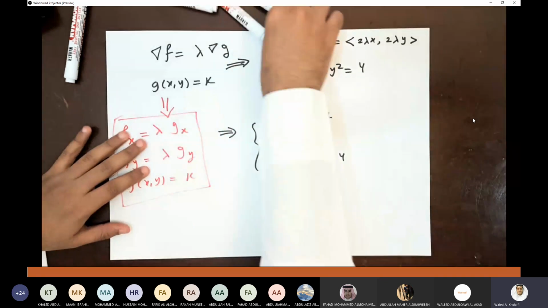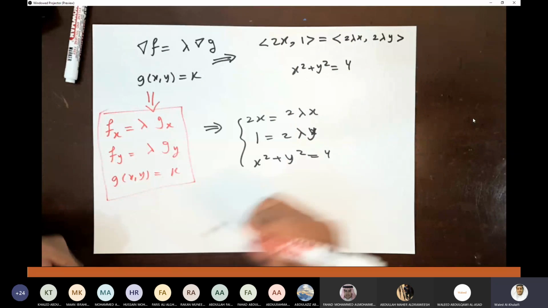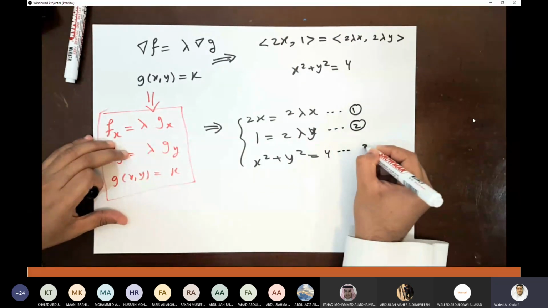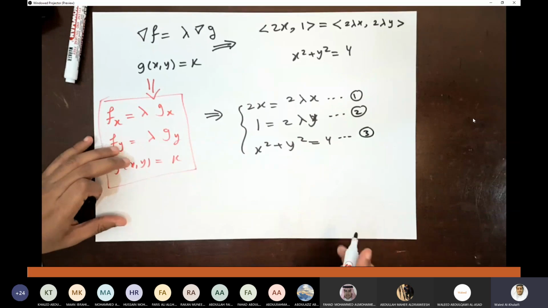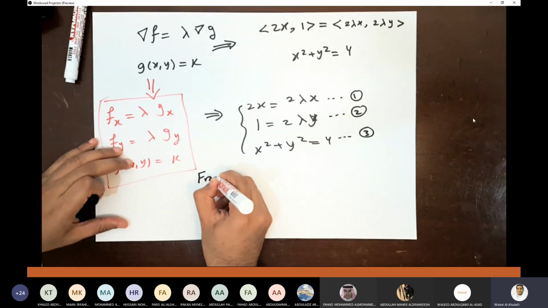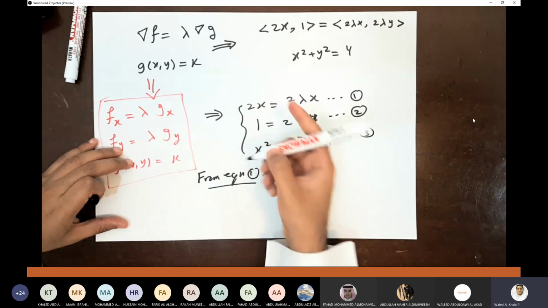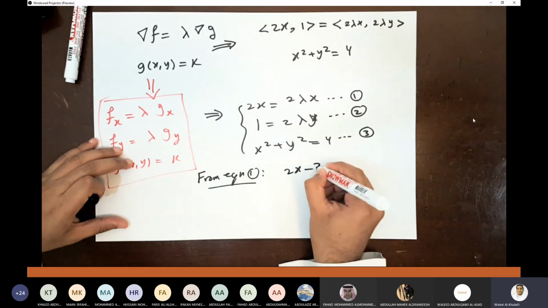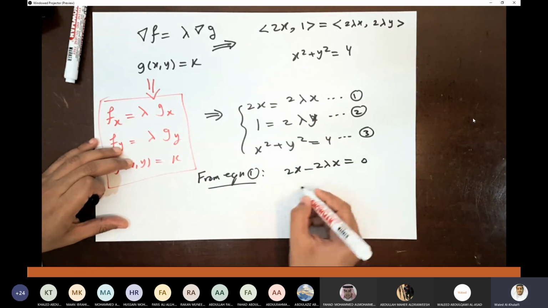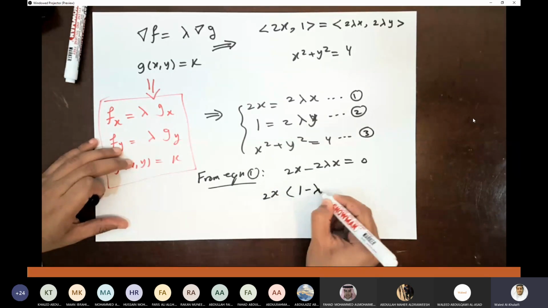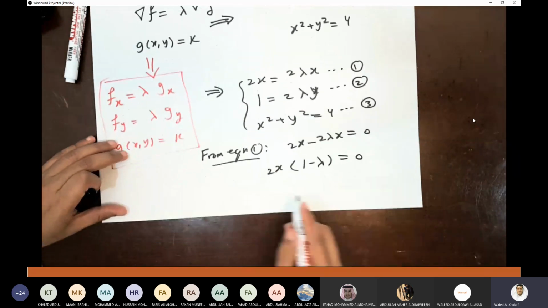Now let's solve these equations. Let's call this equation 1, this equation 2, and this equation 3. From equation 1, bring this to the other side: 2x minus 2 lambda x equals 0. Take 2x as a common factor. It remains 1 minus lambda equals 0.